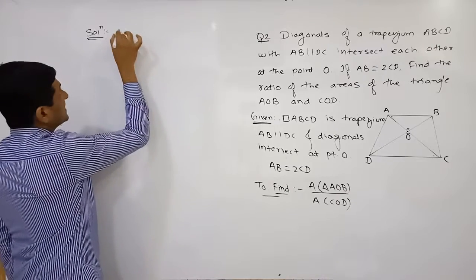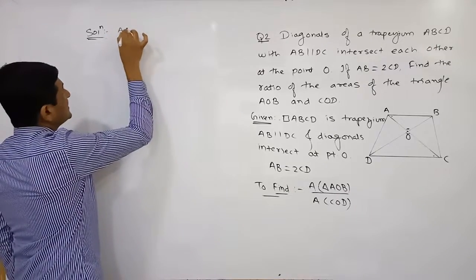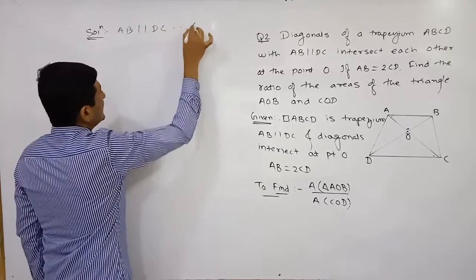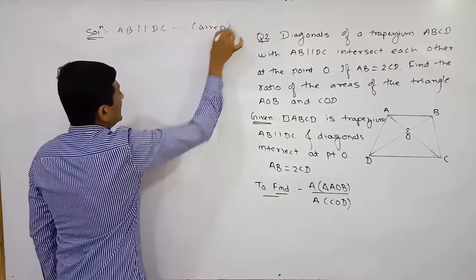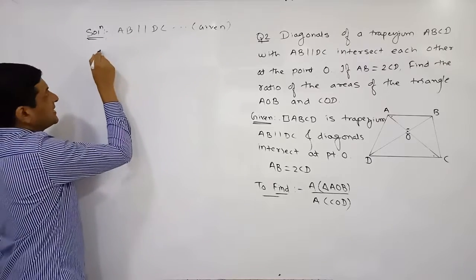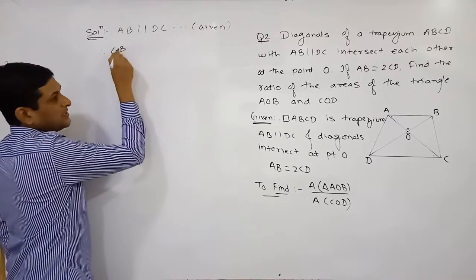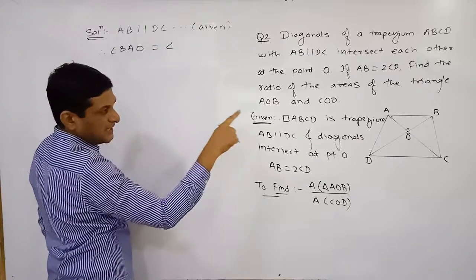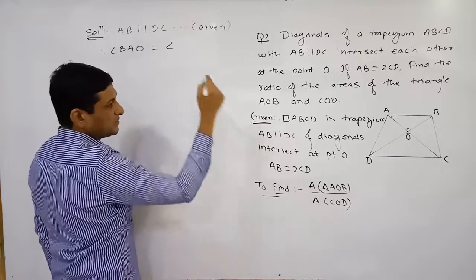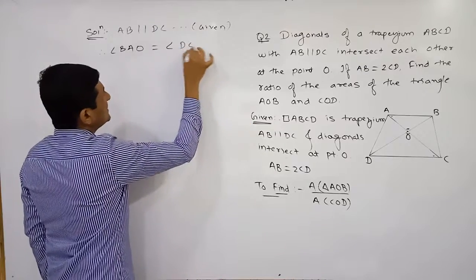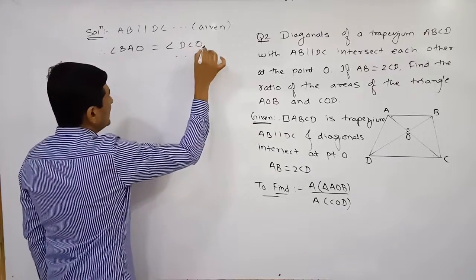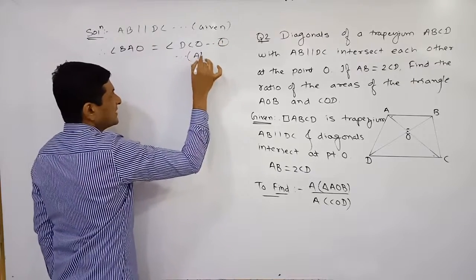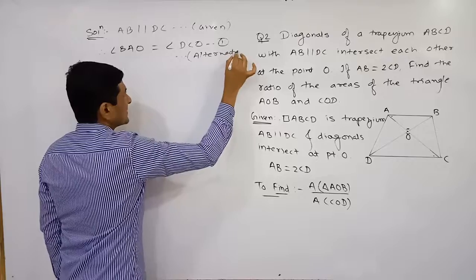So here we are considering that AB is parallel to DC. It is given to us. And we know that if two lines are parallel, at that time the pair of alternate angles are equal. So therefore angle BAO is equal to angle DCO. This is a pair of what? Alternate angles. Let us denote it by an equation number. First give a reason: alternate angles.